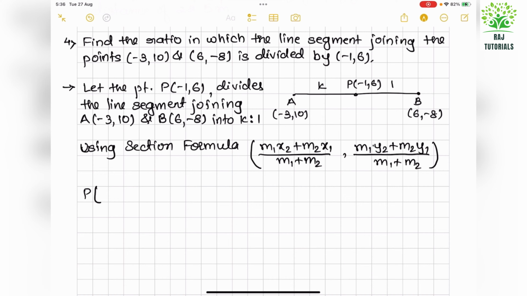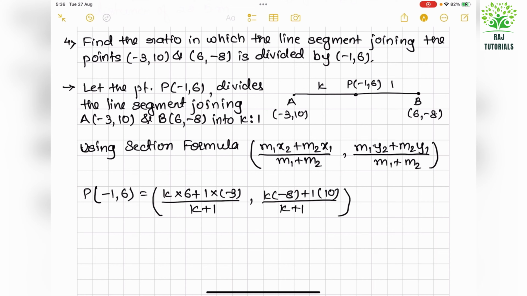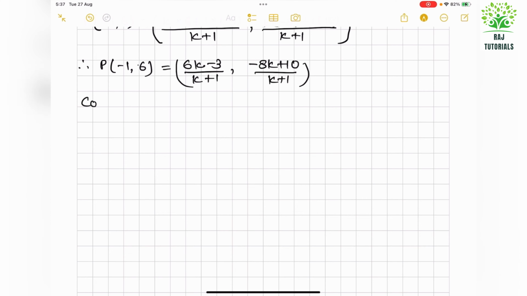So here P minus 1 comma 6 equal to K into 6 plus 1 into minus 3 upon K plus 1 comma K into minus 8 plus 1 into 10 upon K plus 1. So therefore P minus 1 comma 6 equal to 6K minus 3 by K plus 1 comma minus 8K plus 10 by K plus 1. Now comparing, 6K minus 3 upon K plus 1 equal to minus 1 and minus 8K plus 10 upon K plus 1 equal to 6.